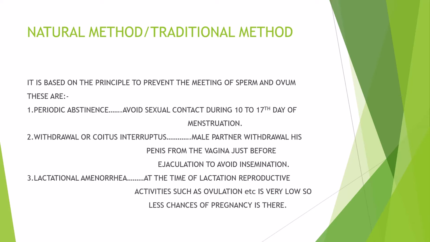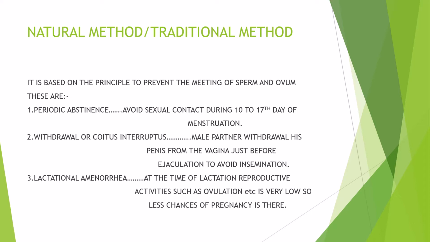So what happens in this process? During this duration, that is from the 10th day to the 17th day of the menstrual cycle, it is advisable to avoid sexual contact. If there is no sexual contact, then there is no possibility of mating or fertilization of sperm and ovum. So this is the first method.